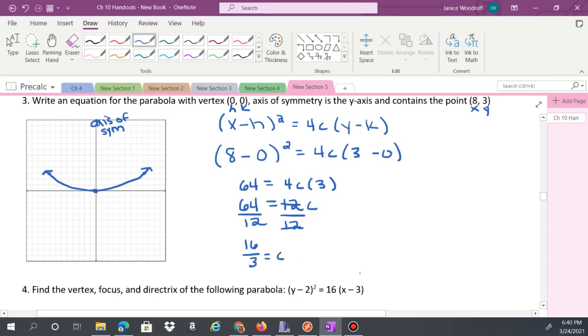And then you plug that back into the equation. Okay, so we get our c value, then we plug it back into the equation. So you have x minus 0, which is just x squared, equals 4 times 16 over 3, y. Not y squared, just y. And then 4 times 16 over 3 would give you 64 over 3. There's the equation of our parabola.